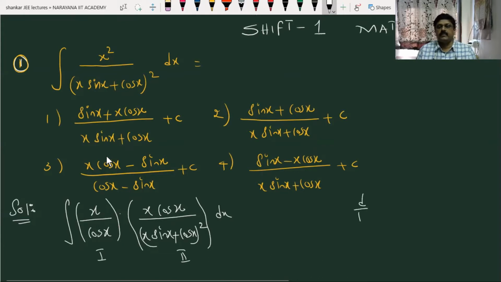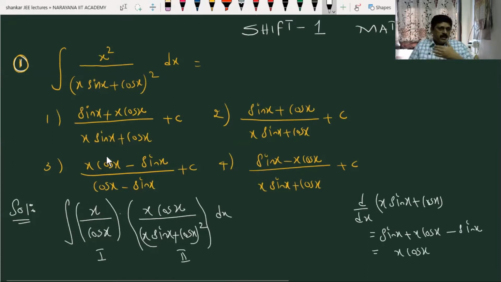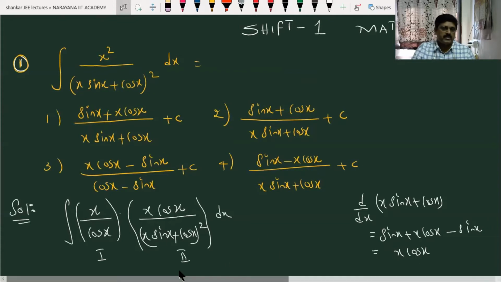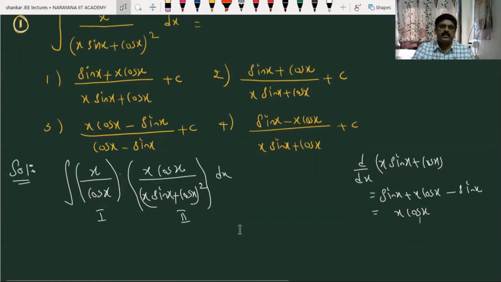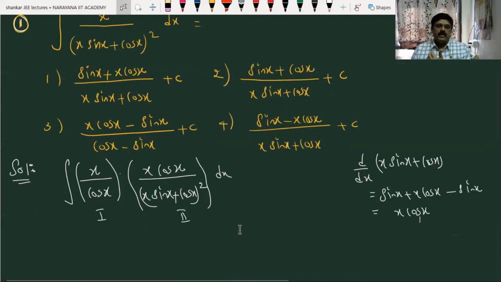See students, d by dx of x sin x plus cos x is, carefully watch, sin x plus x cos x minus sin x. Then you will be left with x cos x, students. Means the derivative of x sin x plus cos x is x cos x, which is there in the numerator. To take that advantage, you know the formula 1 by t square dt, minus 1 by t. If you treat x sin x plus cos x as t, this is dt, 1 by t square dt. So integration of that particular function is very easy, so I have chosen it as the second function.